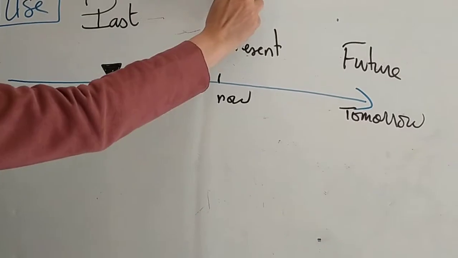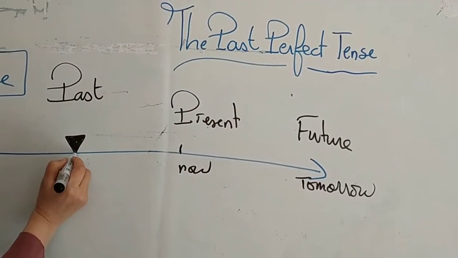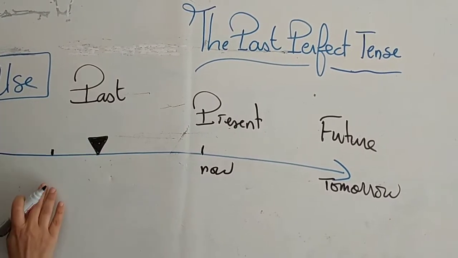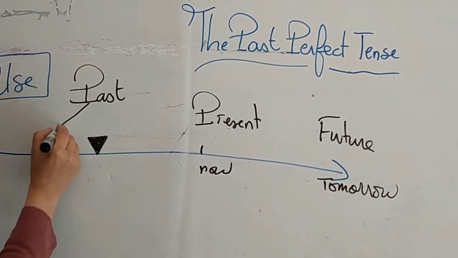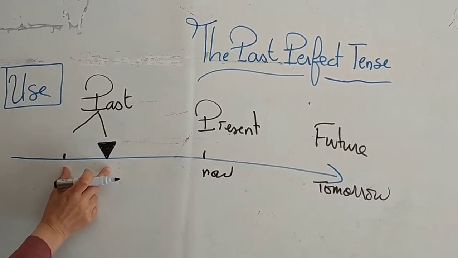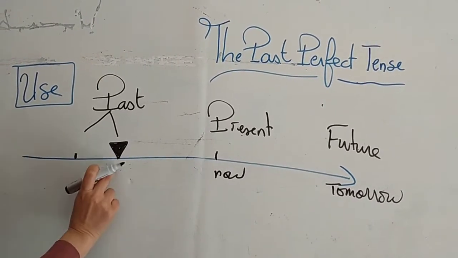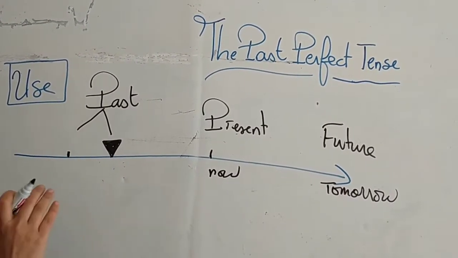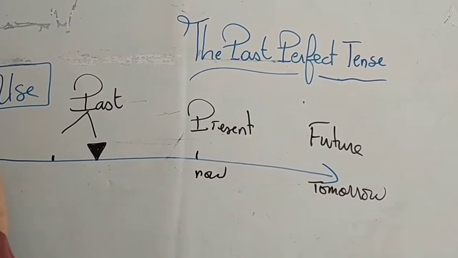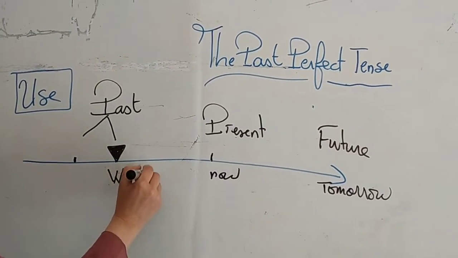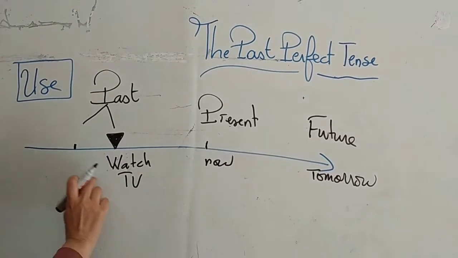Okay? When we talk about the past perfect, we talk about an action that happened before an action in the past. In both actions, we are talking about the past. But there is an action that happened before another action in the past. I will give you an example to understand. For example, yesterday. Yesterday, what happened? I watched TV. This is yesterday.